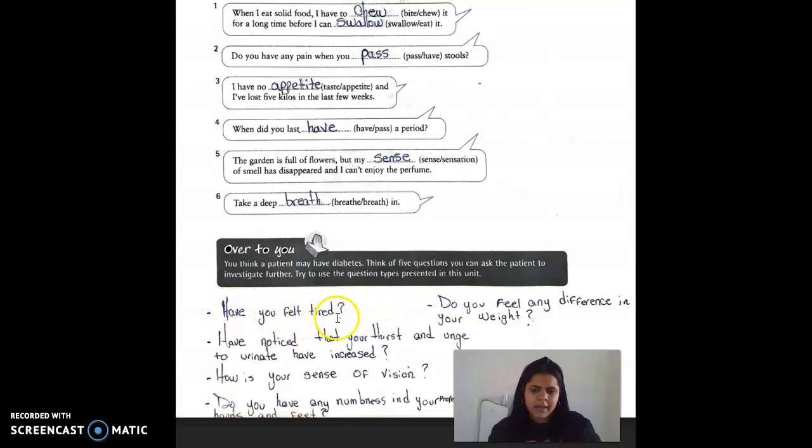Do you feel tired? Have you noticed that your thirst and need to urinate have increased? How is your sense of vision? Do you have any numbness in your hands and feet? Do you feel any difference in your weight?